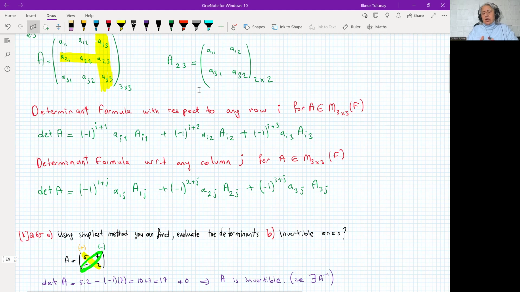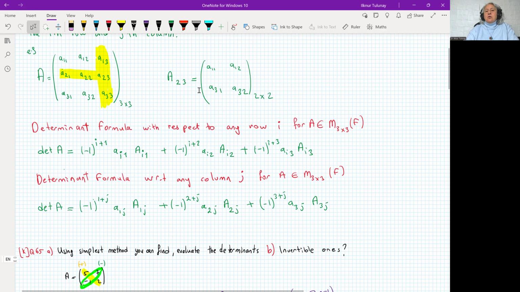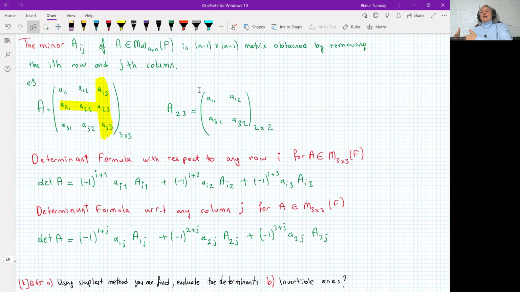The determinant formula is a recursive formula. If you have an n by n matrix, you have a formula for writing the determinant in terms of determinants of n minus 1 by n minus 1 matrices. Then you look at n minus 2, n minus 3, and so on. So recursively, you will find the determinant of the n by n matrix. For example, for a 3 by 3 matrix, you can find a determinant formula with respect to any row or any column.